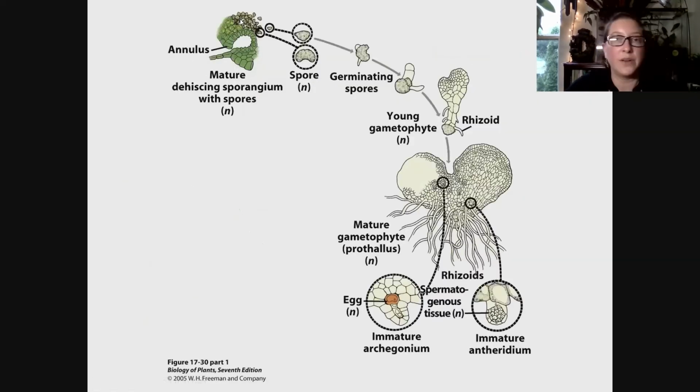Here it is. So you can see here the cells of the annulus. You can see a bunch of spores ready. I'll use a different color because the spores are haploid. Spores are haploid, and we're going to talk about just one spore. So I'm going to track this one spore here.